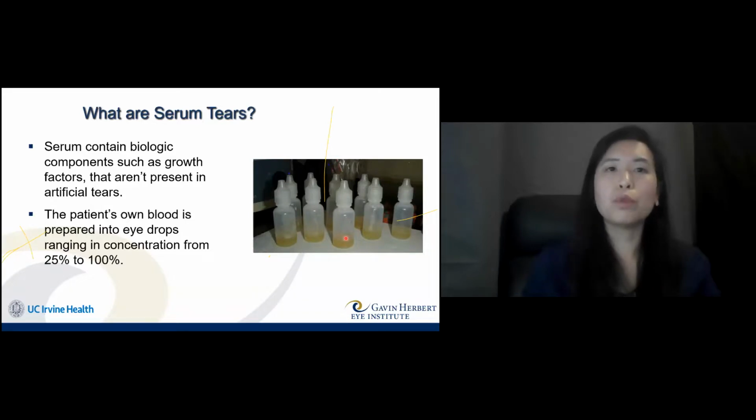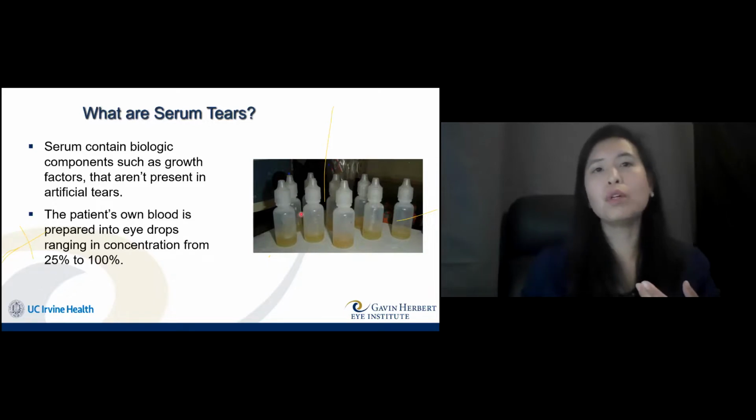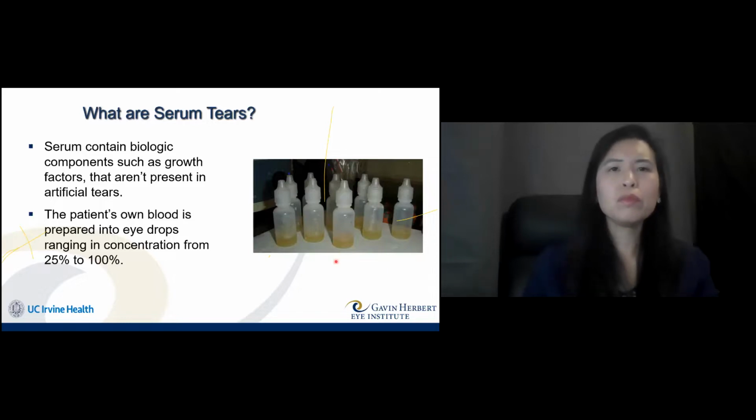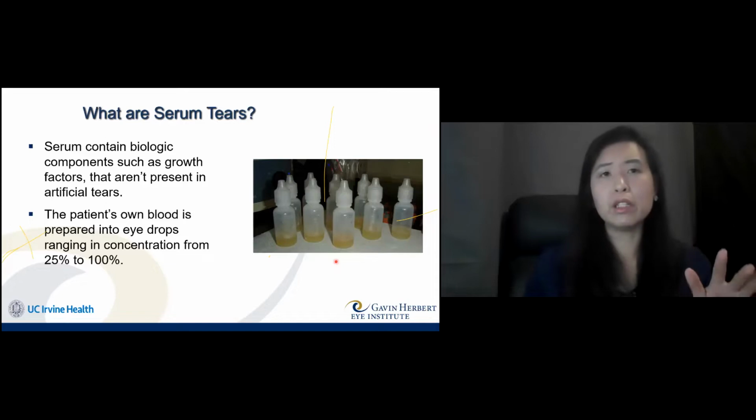And they usually use them 4 times a day. And it can be given straight, like 100% serum, or it can be diluted to 25%. And what happens is you get all these bottles and you put one of them in the fridge and you use that while all the other ones go into the freezer. So hopefully one blood draw lasts you quite a while. So again, this is reserved for very severe patients.